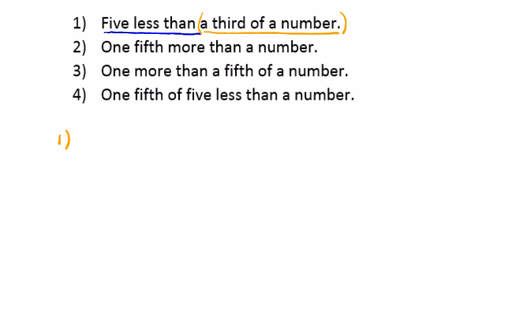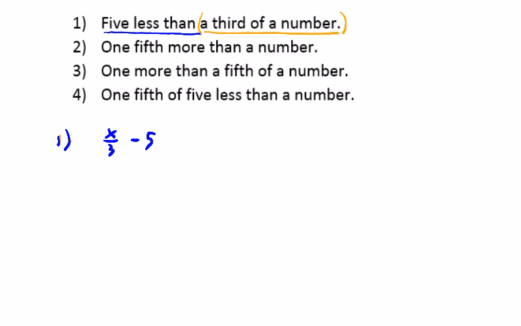So let's look at number 1. A third of a number. Let's let x be the number. So we could divide by 3, or you could think of that as multiplying by 1/3. Now we need 5 less than that quantity, so we can now subtract 5.